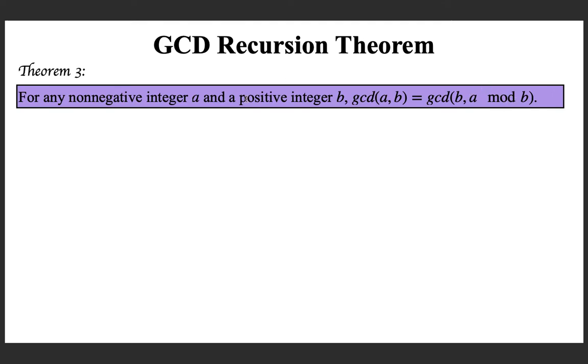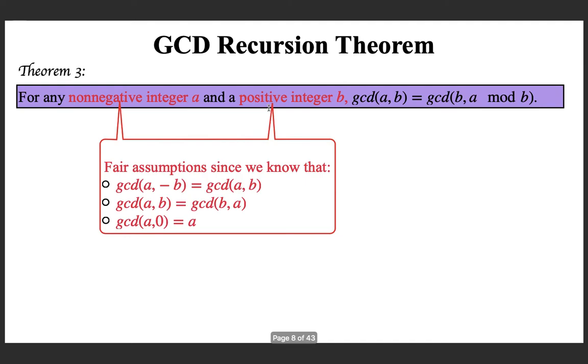So here there are two assumptions about the numbers A and B. We can see that these assumptions are fair, since we know that the GCD of A and minus B is the same as the GCD of A and B, so you can just discard the negative sign. And the GCD of A and B is the same as the GCD of B and A. So from these two, it is evident that you don't have to worry about negative numbers, because if it is negative, you can just discard that sign and find the GCD of the absolute value.